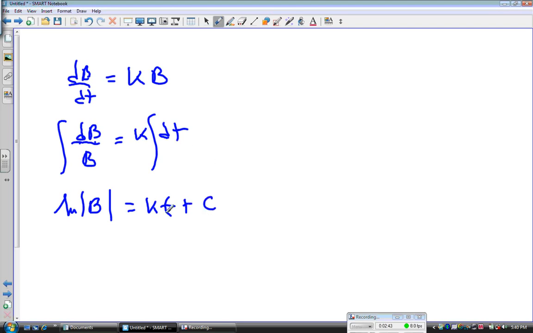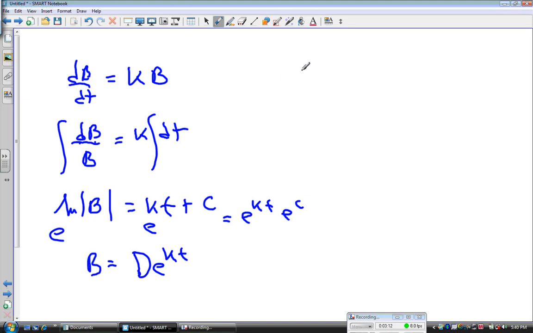Now, I want to get b alone as a function of t if at all possible. I mean, b is acting like y and t is acting like x. So let's exponentiate both sides, get rid of this ln, and again, b as a function of t is d e to the kt, because this really means e to the kt times e to the c. Now, I don't care that this is a constant based on e, I just care that it's a constant, so I'm going to call it d.